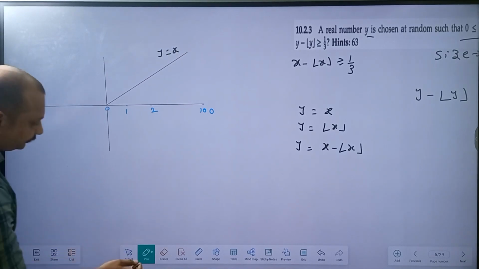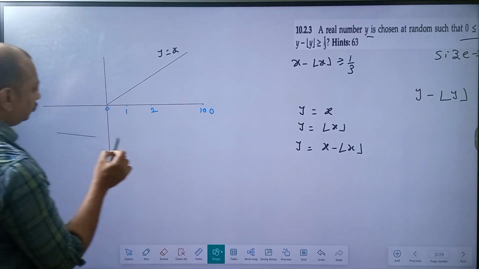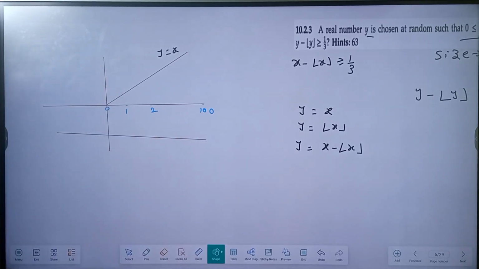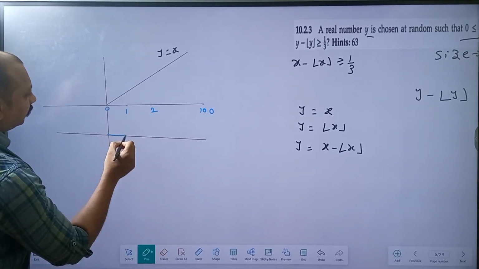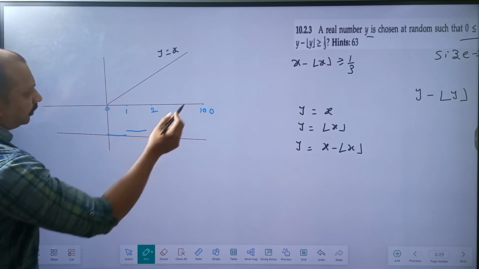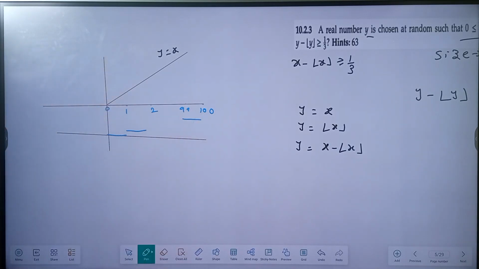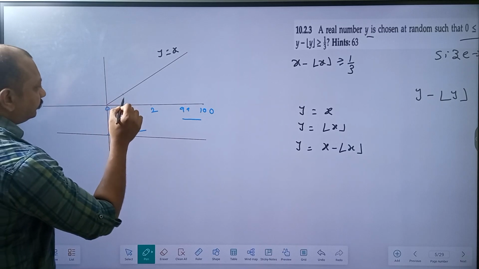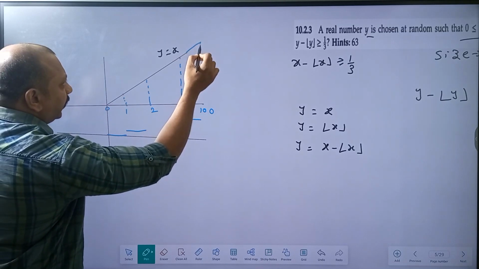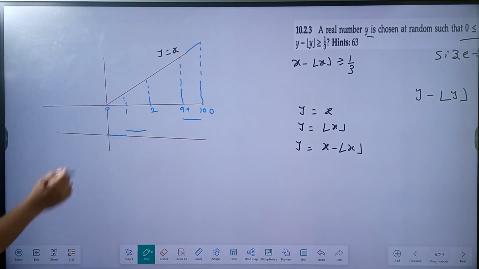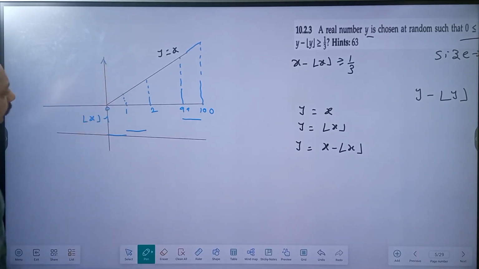Now what about step x? Step x or floor x? Corresponding step x, suppose from 0 to 1 this value will be 0. And from 1 to 2 this value will be 1. Like this we are having, this is 99. From 99 to 100 this value will be 99. These are the values. That is the graph of floor x, right?